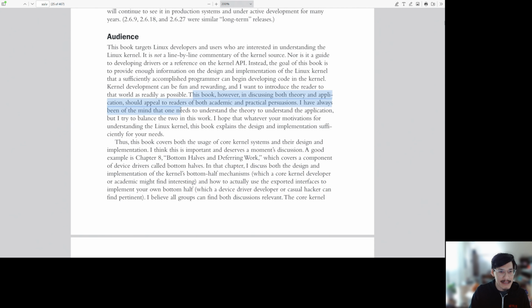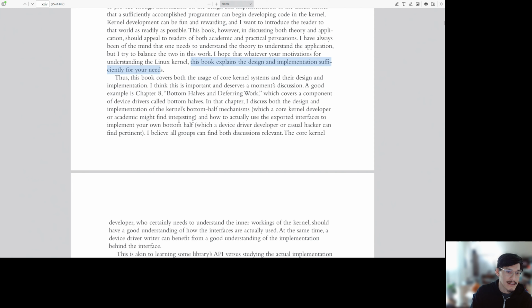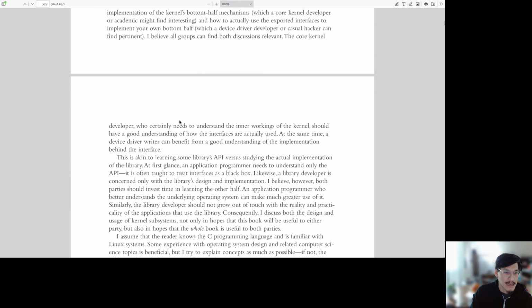This book, however, in discussing both theory and application, should appeal to readers of both academic and practical persuasions. I have always been of the mind that one needs to understand the theory to understand the application, but I try to balance the two in this work. I hope that whatever your motivations for understanding the Linux kernel, this book explains the design and implementation sufficiently for your needs. Okay, cool.